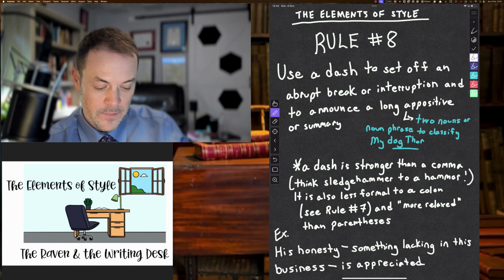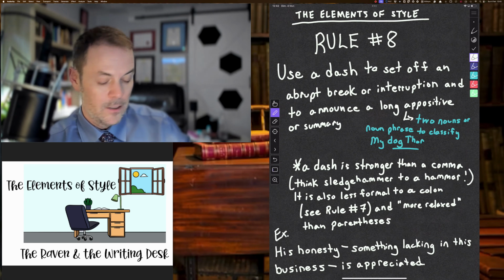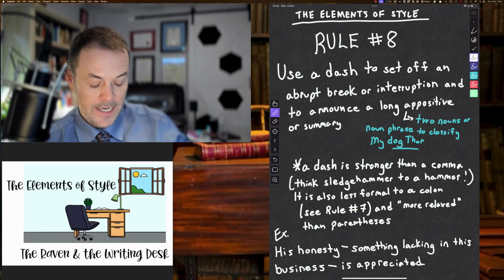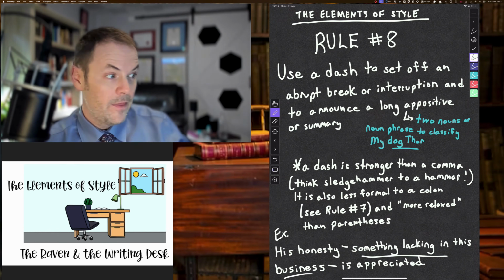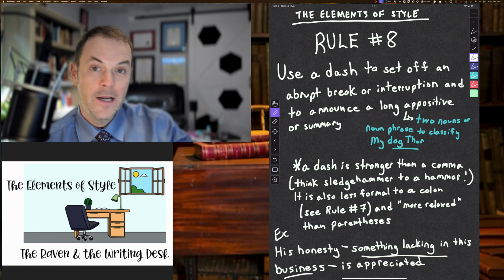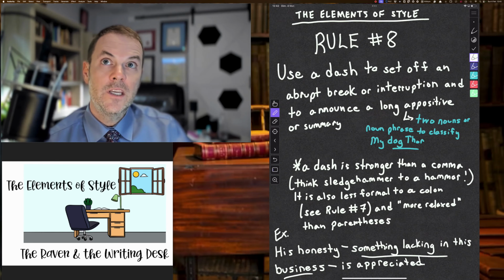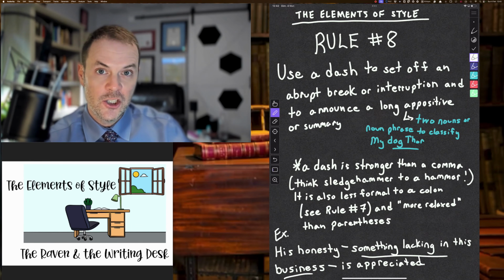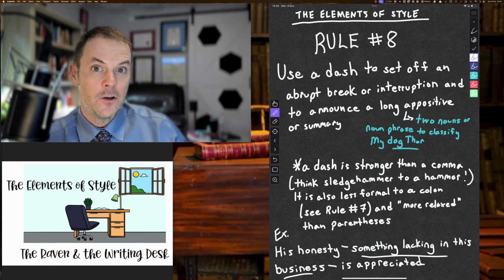His honesty, dash, something that is lacking in this business, dash, is appreciated. So notice I didn't use commas and made this part parenthetical. It's something that is not parenthetical. It is something that is important enough to share with the reader, but as we've seen in this example, when you've got essential information and additional information, how do you manage it? How do you best organize it? And we've learned that, well, varying our sentence structure is a great way to go about it.